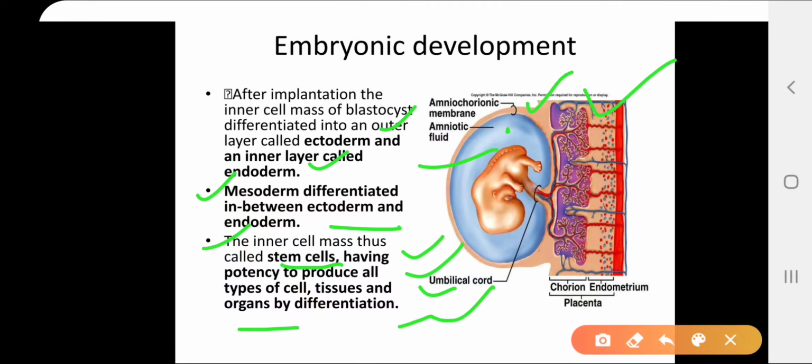Amniochorionic membrane. This is the membrane, and this is the embryo, and this is the placenta, and this is the umbilical cord, right? Chorion endometrium placenta. This is also called chorion endometrium placenta.